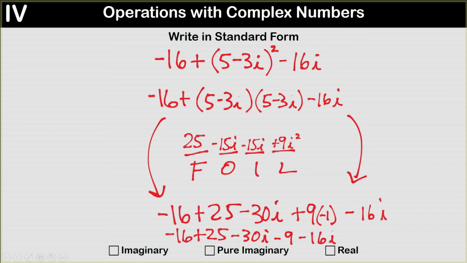And so when we put all of the real number parts together, negative 16 plus 25 minus 9, that will give us a total of 0. So all of the real number parts add up to 0. When I add the pure imaginary number parts, negative 30i and negative 16i, that will give me negative 46i. And that is the answer to our problem.